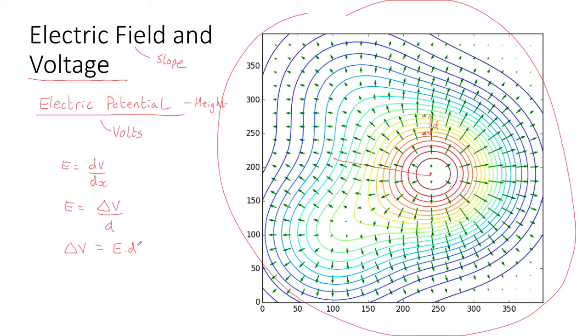That's just saying that, in the analogy, the change in height is equal to the slope times the distance. So if you've got a 1 in 20 slope and you go 20 meters, you've gone up 1 meter.